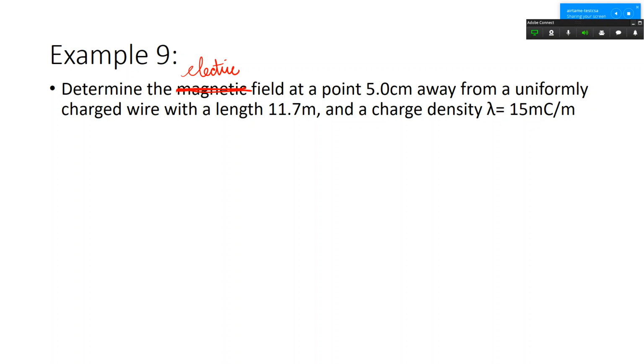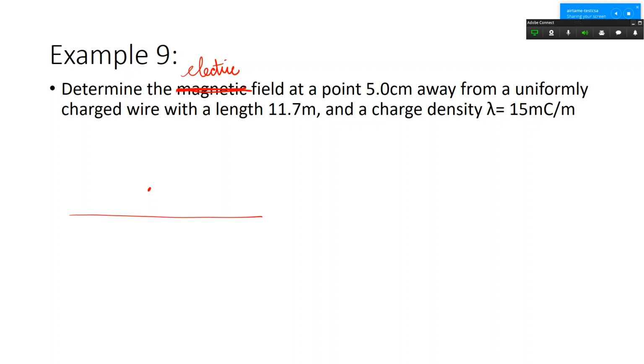Now, is the charge density uniform or not? It is uniform, right? It has a length of this, and the charge density is along the length of the wire. So let's draw this. I have my wire, 11.7 meters, and some point above it at 5.0 centimeters. I have to use Gauss's law here, and so that means I have to pick a Gaussian surface.